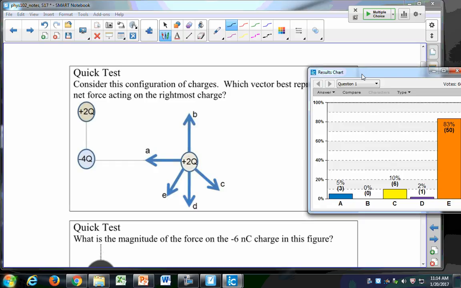There's some ambiguity in this, but I think E is the best answer. Let me show you why. Because if I draw the force between these two charges, I'm going to get a force that's about that big, roughly. However, this charge is bigger, so the force is at least going to be twice as big, and it's also closer. So this charge is going to create a force that looks like that.